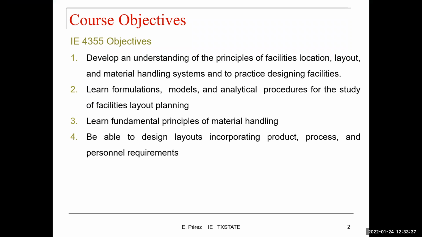So in every session during my class, I always like to start with the course objectives. So you keep in mind during the semester, what are the things that we are trying to accomplish. So during this semester, these are the 4 things that I want you to be aware of. So at the end of the semester, you should go through this list and see, okay, I was able to develop an understanding of the principles of facilities location, layout, material handling systems. Also, I had some practice designing facilities. I also learned formulation models and analytical procedures for the study of facilities layout planning. You're also going to learn fundamental principles of material handling. And finally, you should be able to design layouts incorporating product, process, and personal requirements.